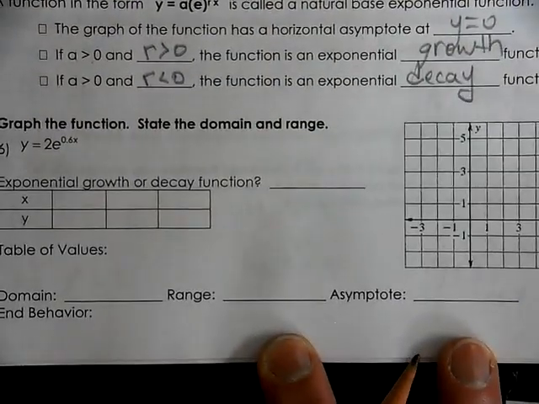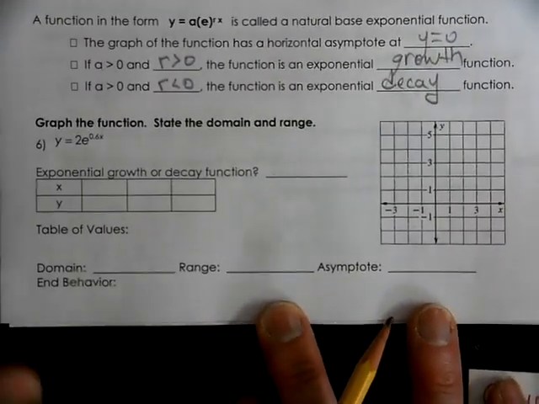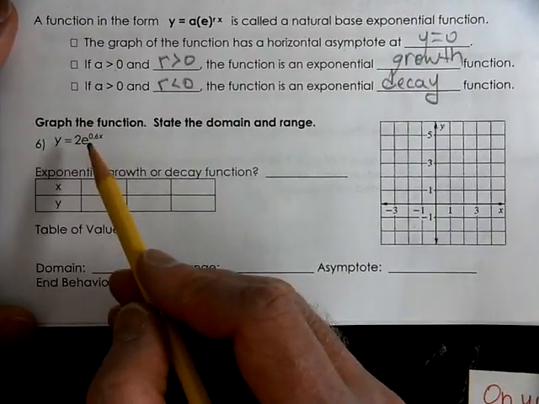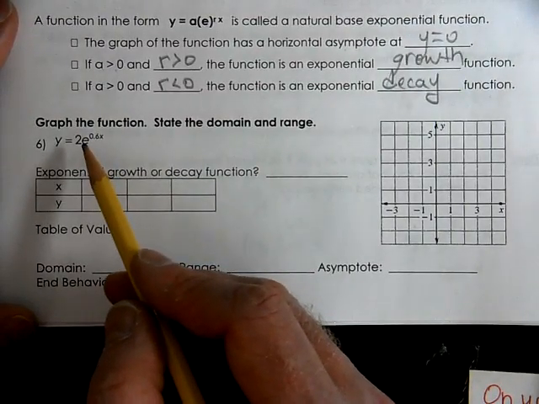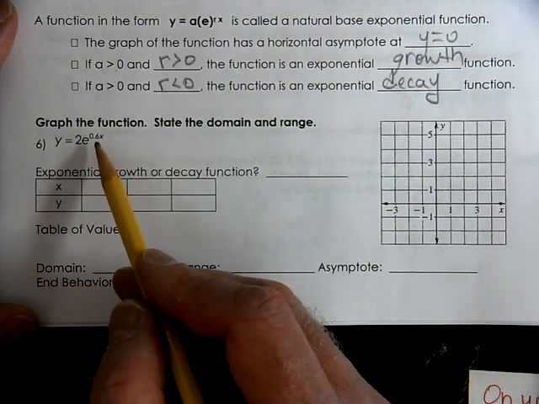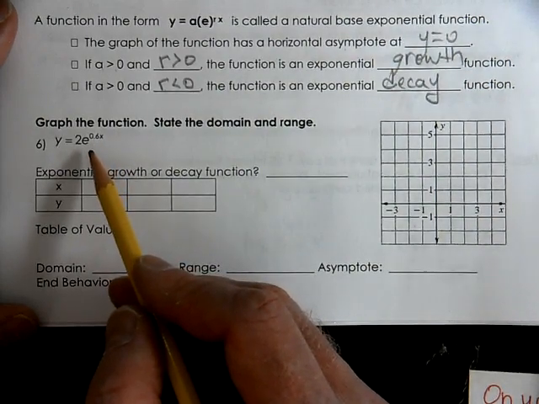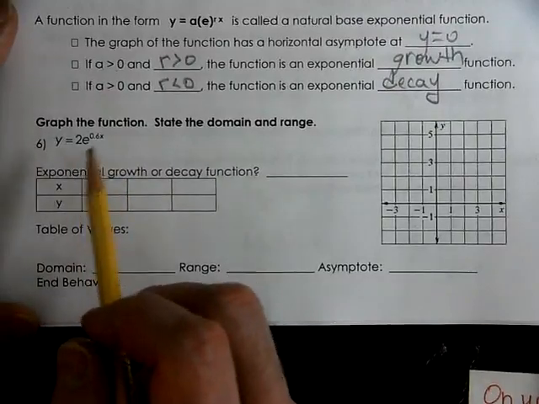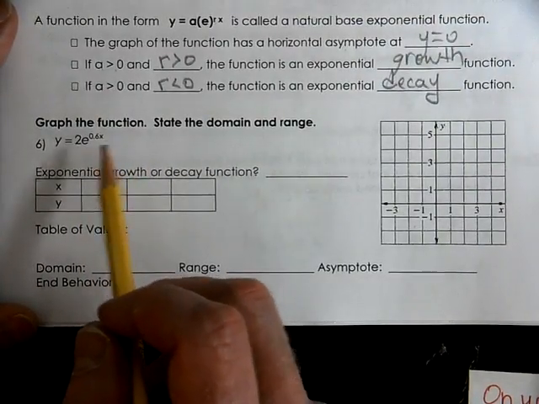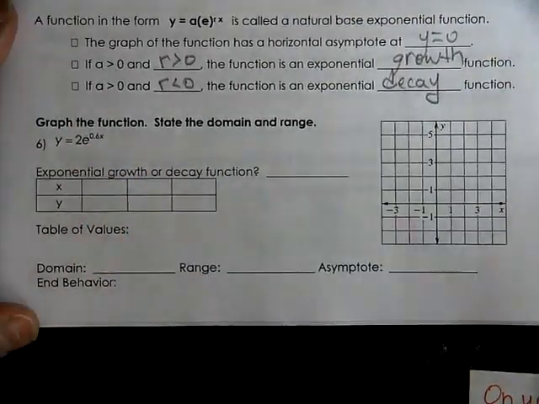To graph these, we will use a calculator because our base is 2.718, and that's not even accurate. To do any calculation to that, we practically need a calculator. So we're going to use a calculator to graph these also.